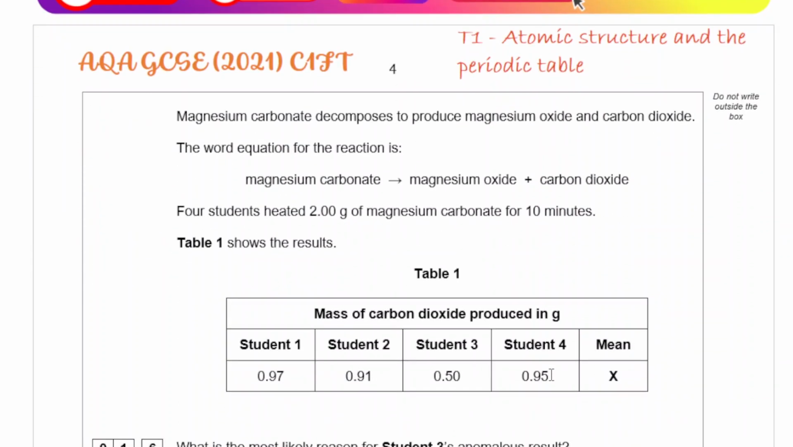Magnesium carbonate decomposes. Decomposes means to break down, to produce magnesium oxide and carbon dioxide. The word equation for the reaction is magnesium carbonate gives you magnesium oxide plus carbon dioxide. 4 students heated 2 grams of magnesium carbonate for 10 minutes. Table 1 shows the results.